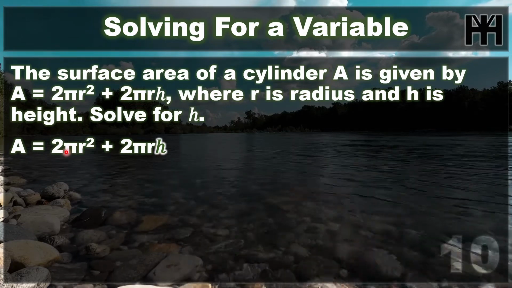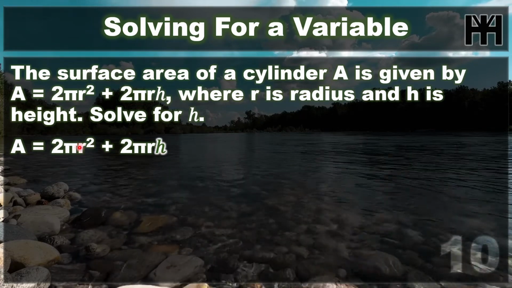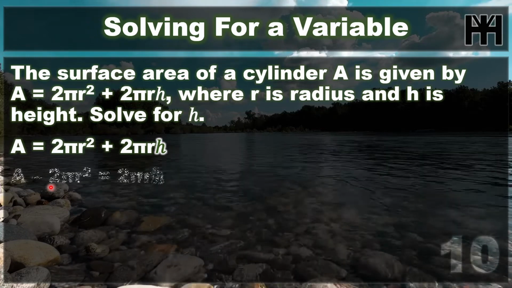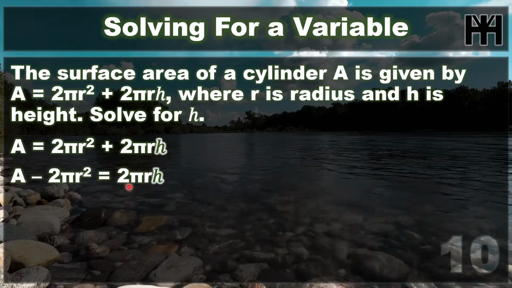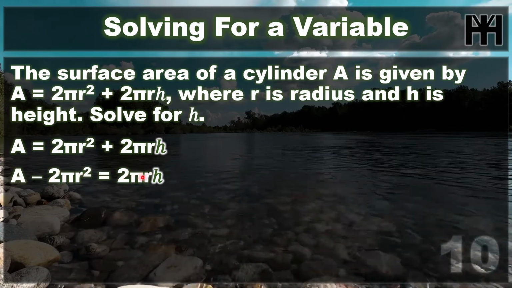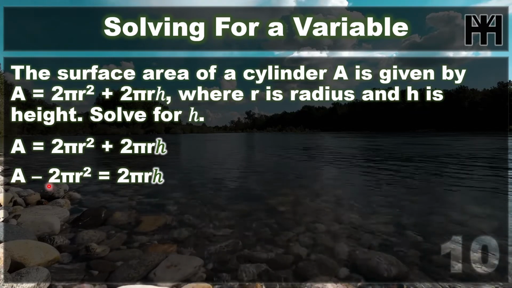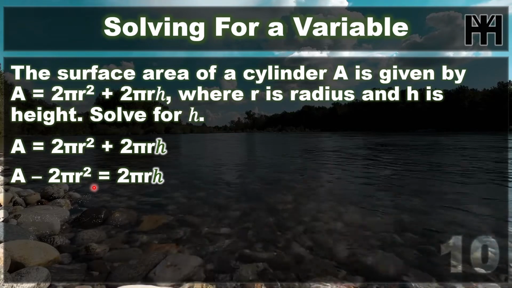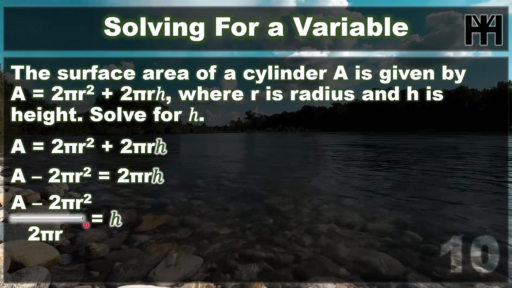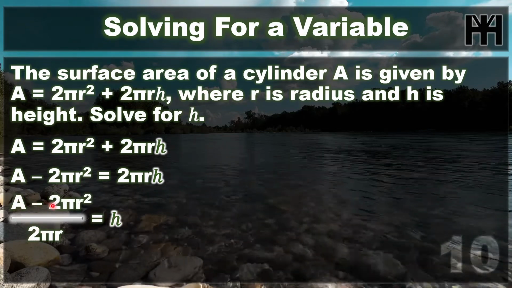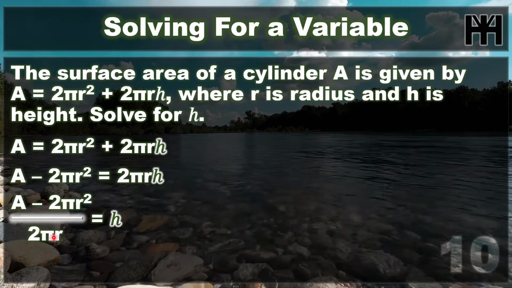So first, we'll send this expression, 2 pi r squared, to the other side. So it's A minus 2 pi r squared. Then send these 2 pi r, they're all multiplied to h, so send them all to be divided, so A minus 2 pi r squared divided by 2 pi r. So h is equal to A minus 2 pi r squared over 2 pi r.